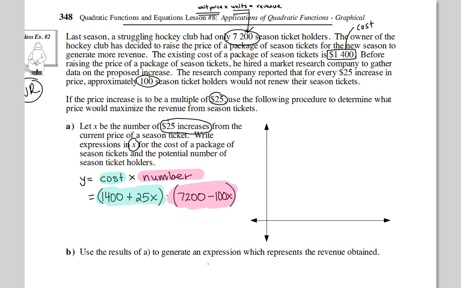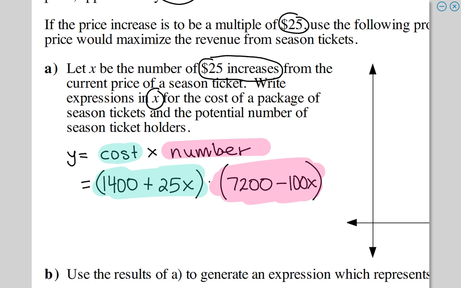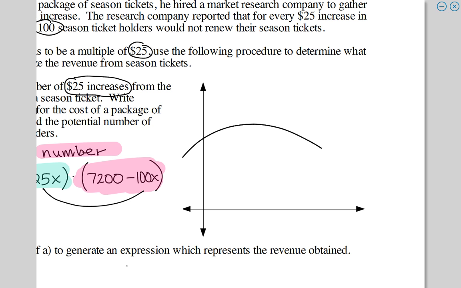Okay, so what you're seeing here, binomial times a binomial with an x involved, what's going to happen when you FOIL that out? You're going to get a negative x squared. So what this graph is going to look like, and I'll just sketch it, it's going to look like this. There's going to be some sweet spot. Some max value is going to exist. That's what you're looking for. Okay?